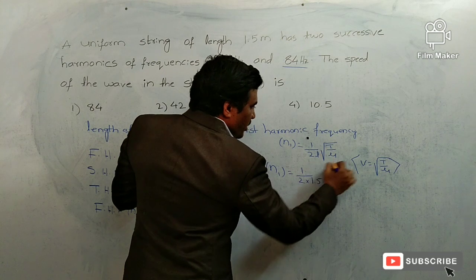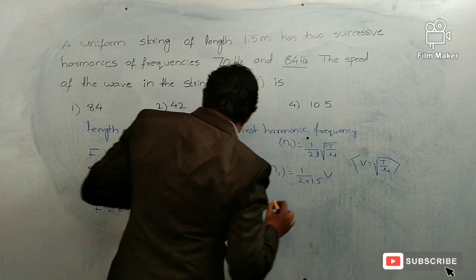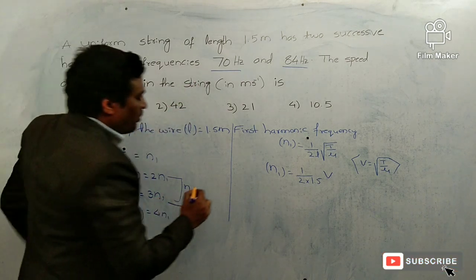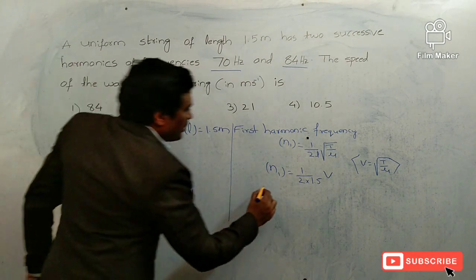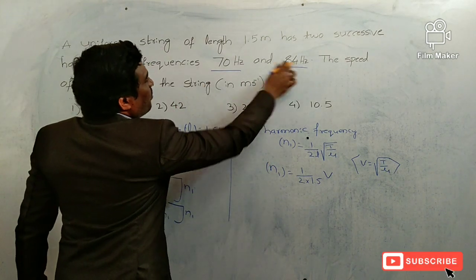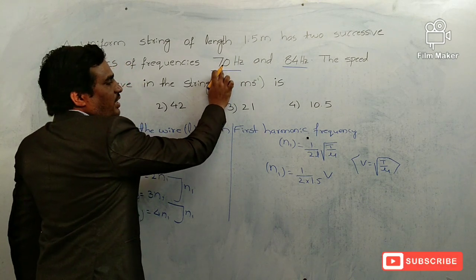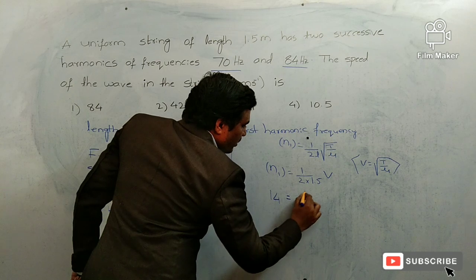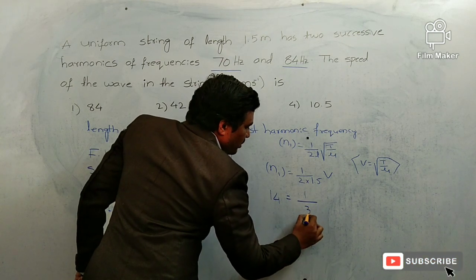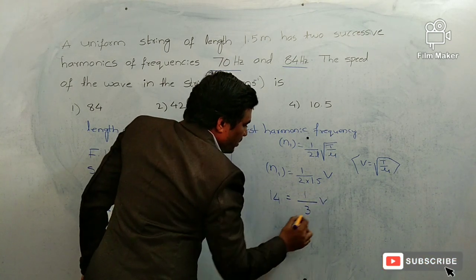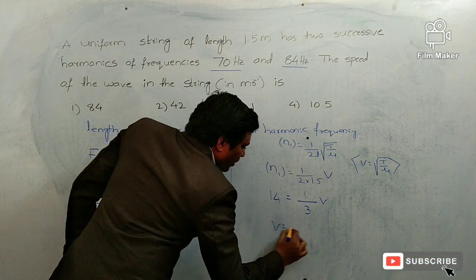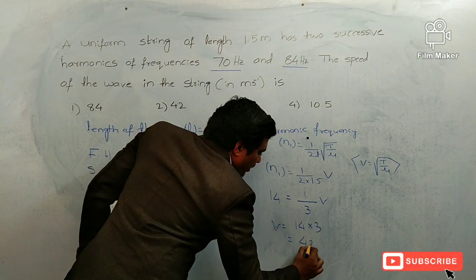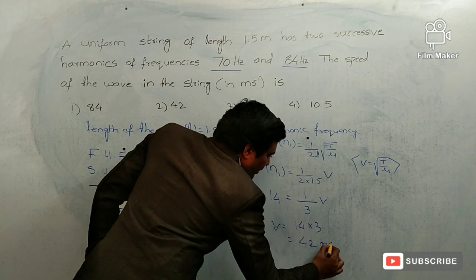Now V equals, and what is the N1 value? N1 equals the difference. Now what is the difference value here? That equals 84 minus 70, so it is 14. 14 equals V by 3. So V equals 14 into 3, so it is 42 meter second inverse.